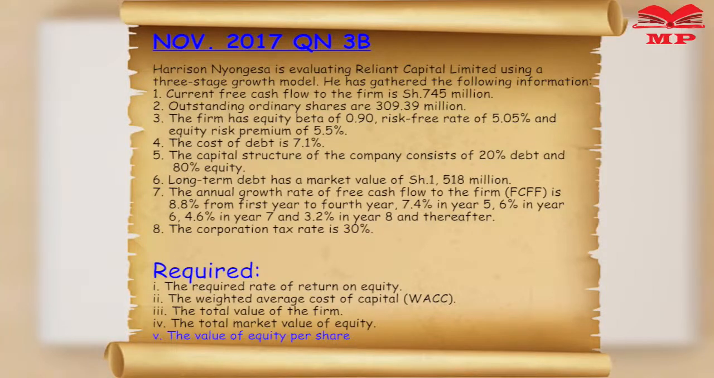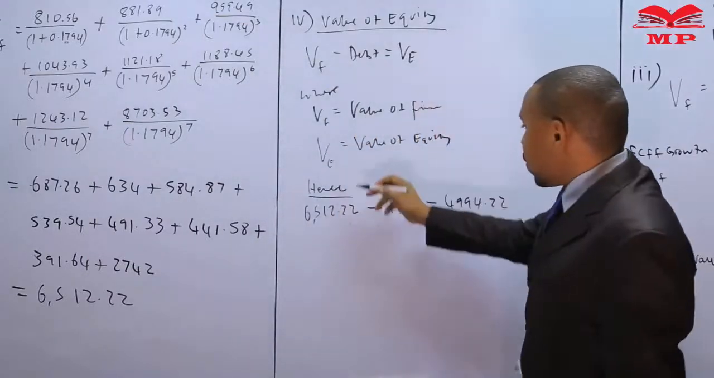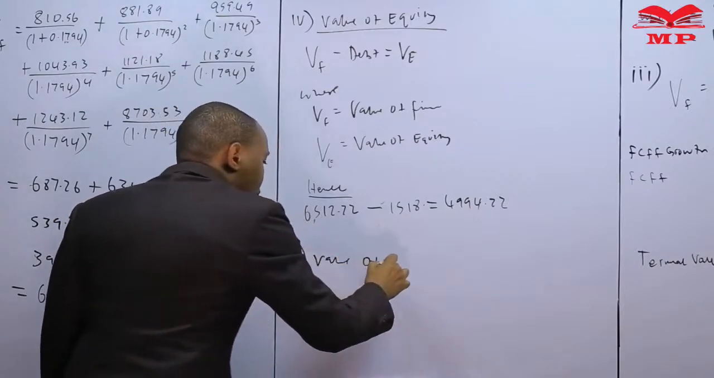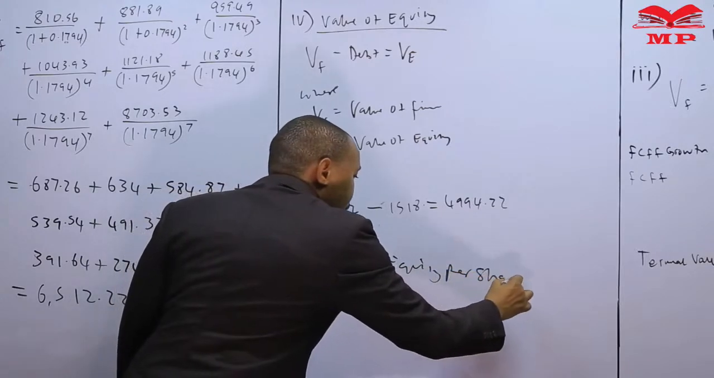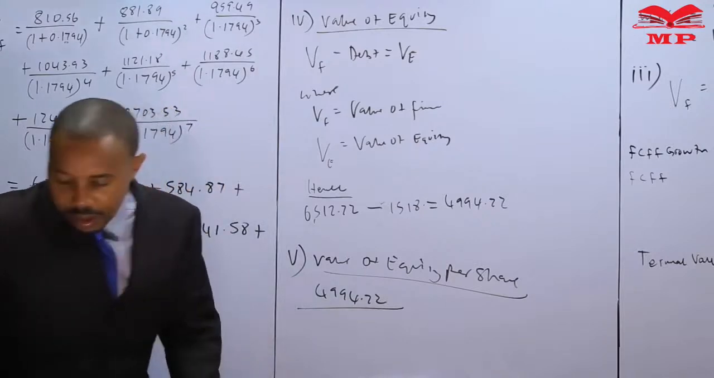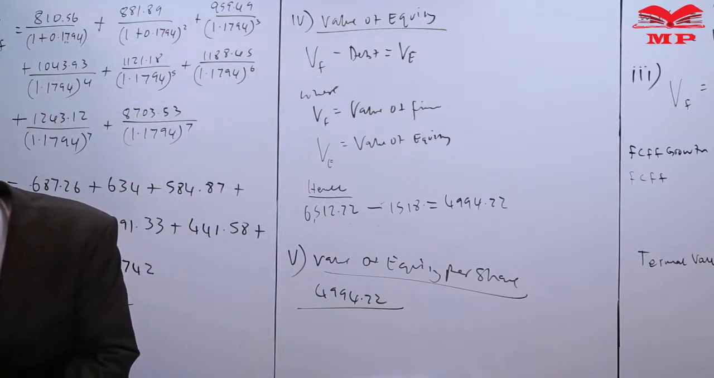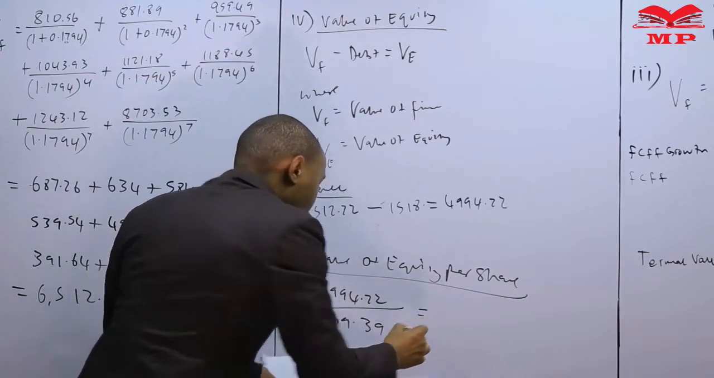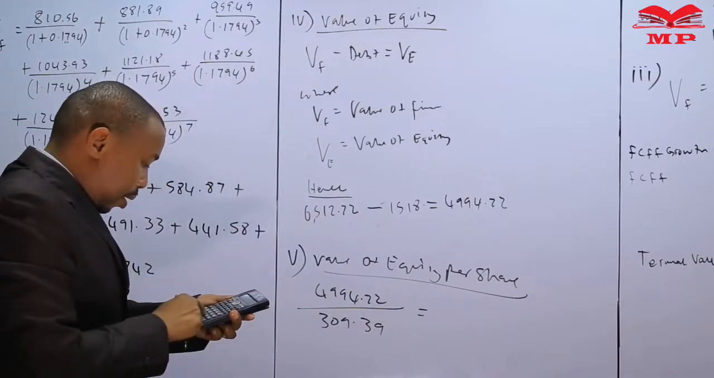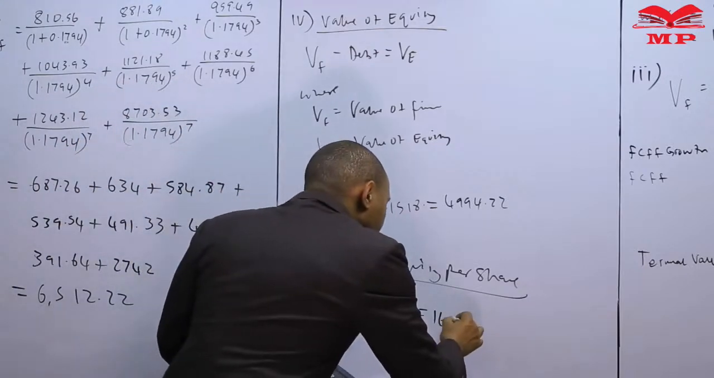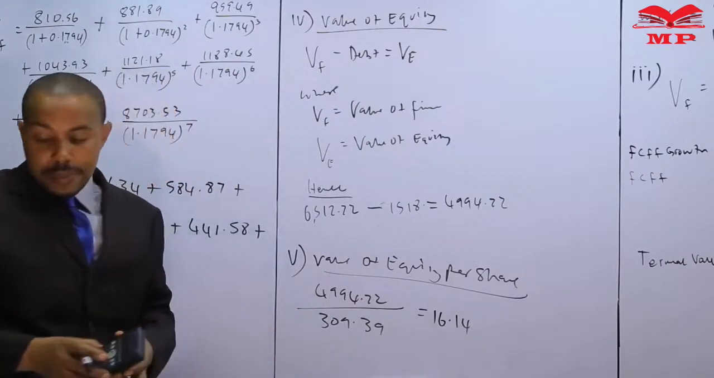Once we have the value of equity being 4994.22, we move on to the next question, which is asking us to compute the value of equity per share. The value of equity, 4994.22, is divided by the number of shares outstanding. So we have part 5, value of equity per share. How do we get it? We get 4994.22 divided by the number of shares outstanding. We have been told the number of shares outstanding is 309.39 million. That is in note number 2. So how much do we get? 4994.22 divided by 309.39. We have 16.14 per share. That is the value of equity per share.